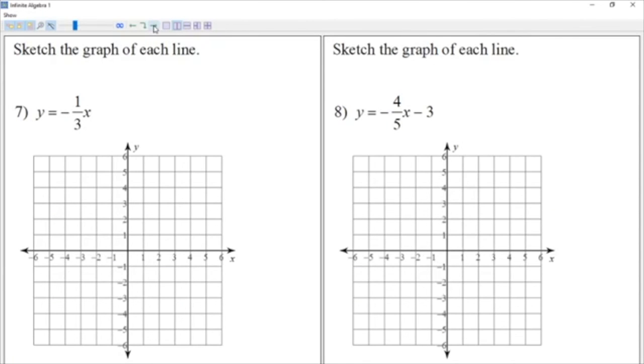In the next video, we're going to look at how to take this y equals mx plus b, this slope-intercept form, and use it to graph lines and get the equation of the line when we already have the graph.